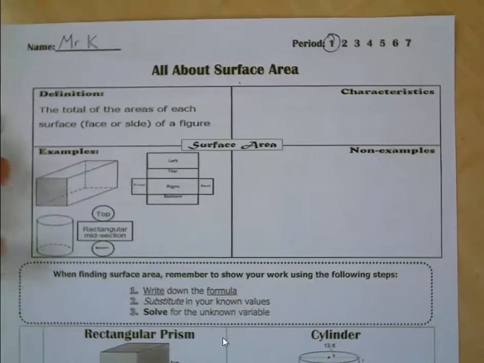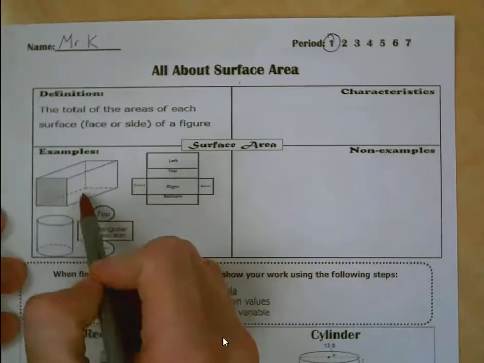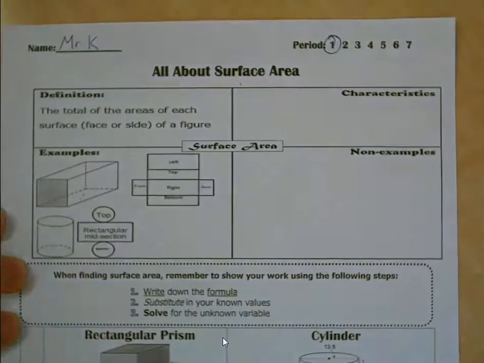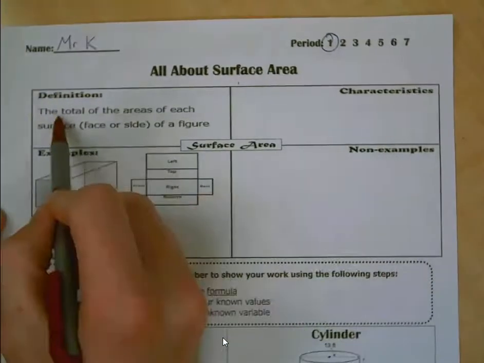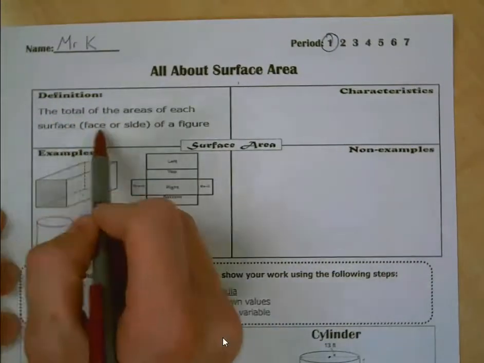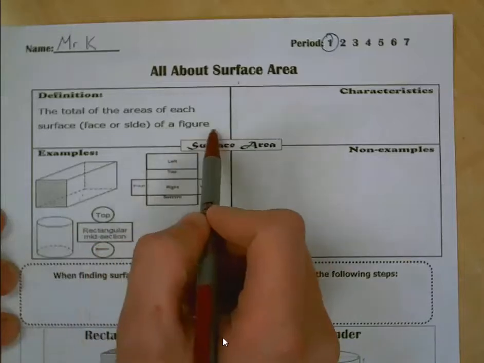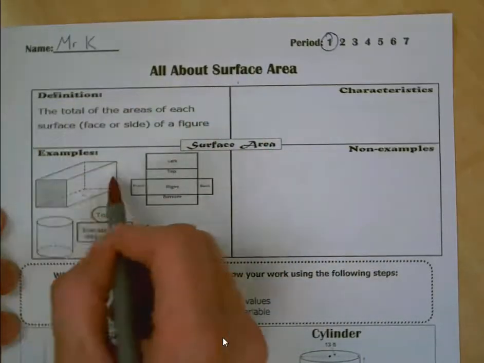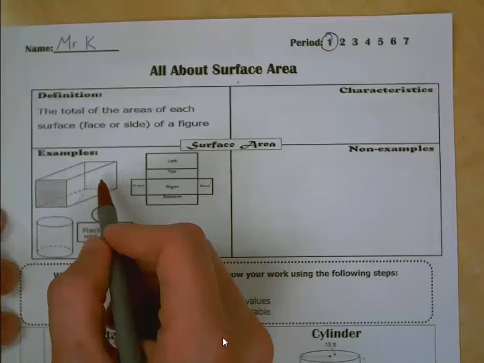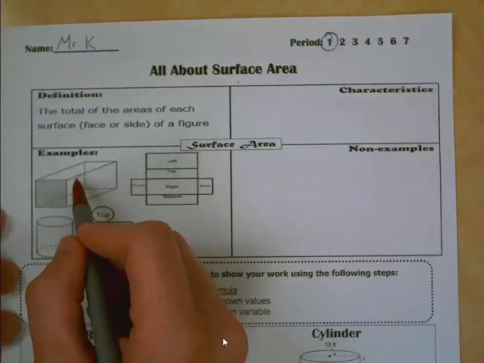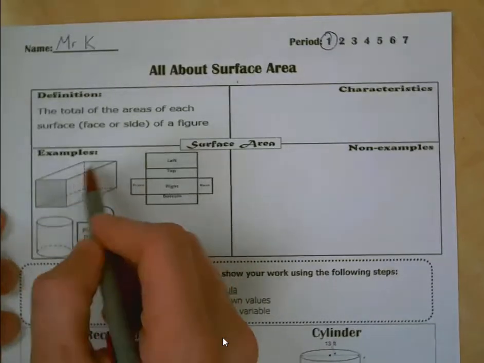Surface area deals with three-dimensional shapes, things like boxes or prisms and cylinders. Now, surface area is the total of the areas of each surface or side of a figure. So we're talking about all the area on the outside of these shapes. We don't care so much what's going on around on the inside. That's volume. We're just going to be talking about the outside today.